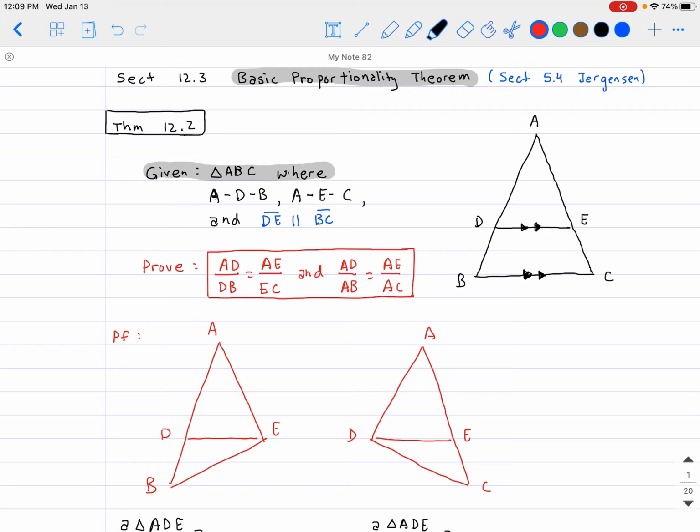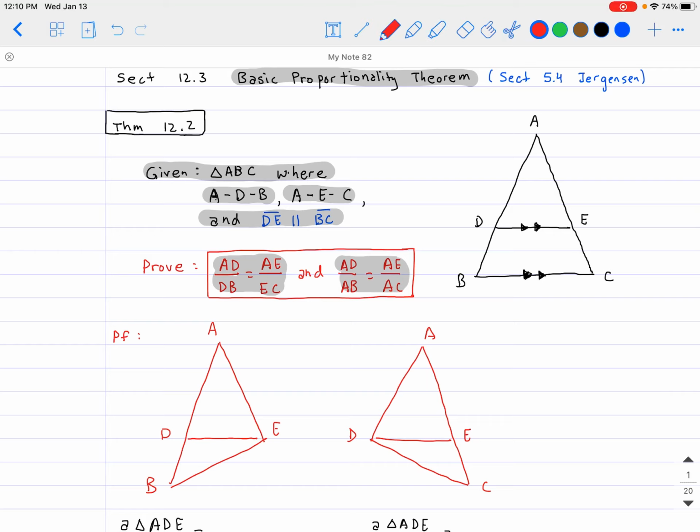Given that you have a triangle ABC where D is in between A and B, E is in between A and C, and finally DE is parallel to BC. You can see the picture on the right hand side that you have that triangle, and DE is a segment inside the triangle such that it is parallel to the third side. If that's the case, I want to prove that AD over DB is equal to AE over EC. And in addition to that, AD over AB is equal to AE over AC.